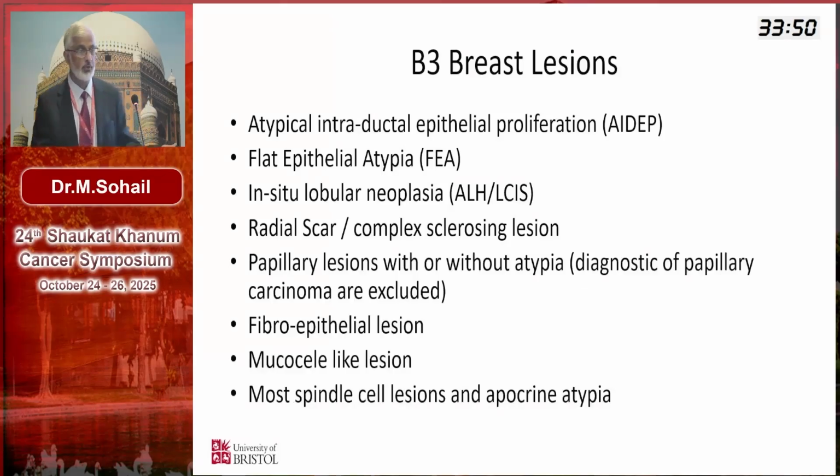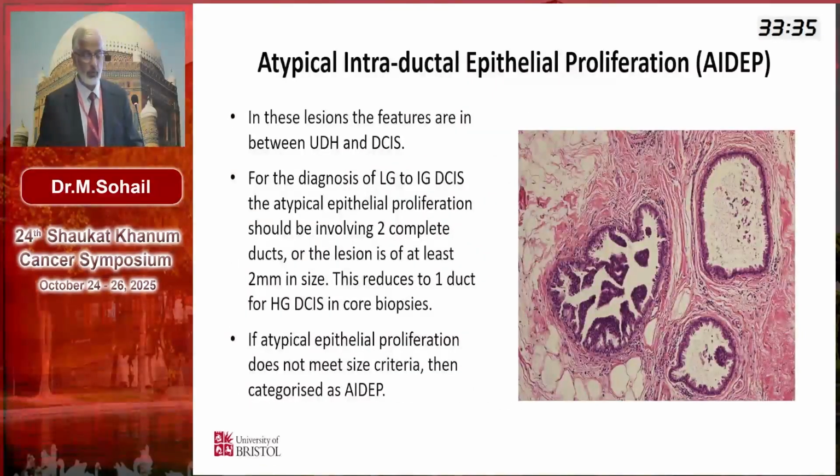So as I mentioned and showed you, these are the B3 lesions, which are of wide variety. We look at what these are, what the recommendations are in other guidelines, and what the European guidelines suggest. First of all, atypical intraductal epithelial proliferation. As the name itself indicates, there is a proliferation of ductal epithelial cells. And how do we diagnose those? These lie somewhere between UDH and DCIS.